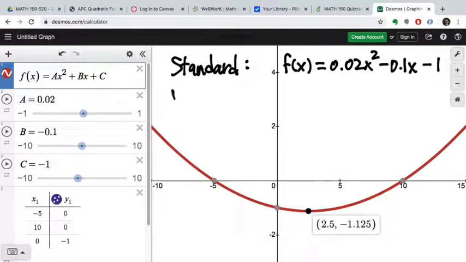The second form that we want to be able to use is called the vertex form. And as the name suggests, this is a form which is going to tell us what the vertex of this parabola is.